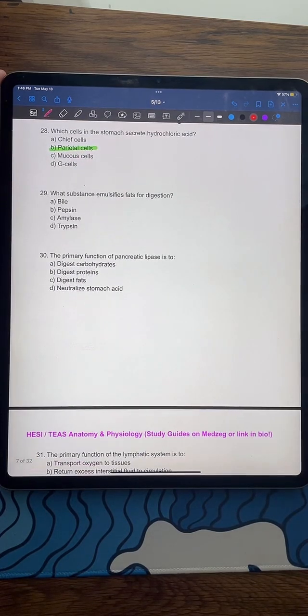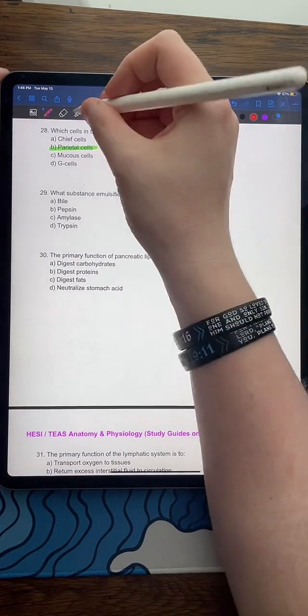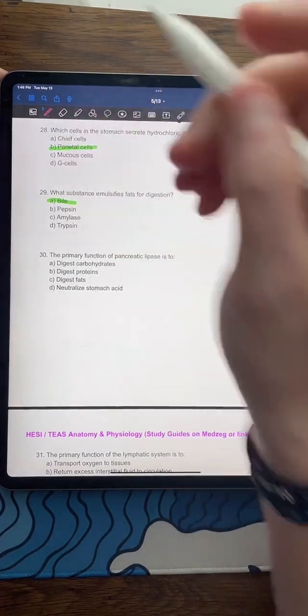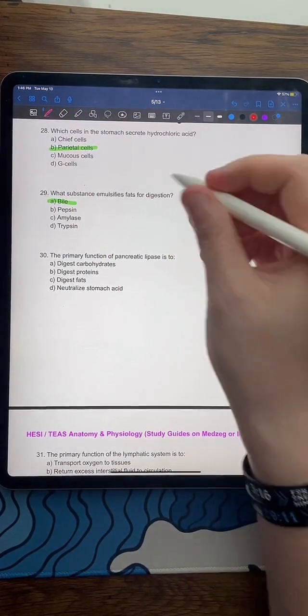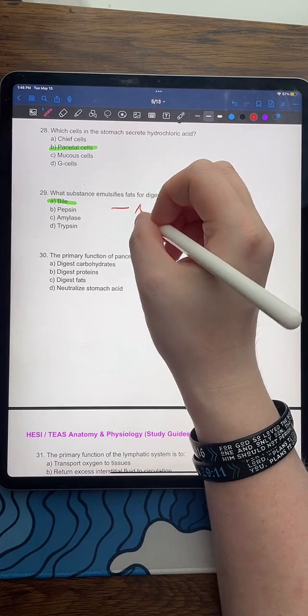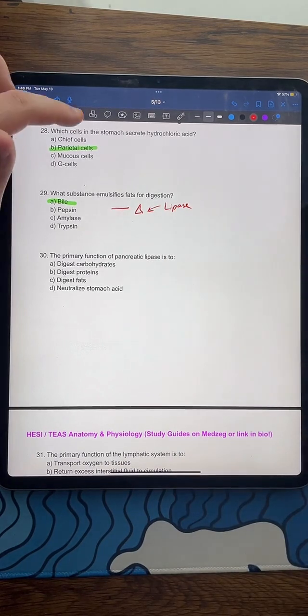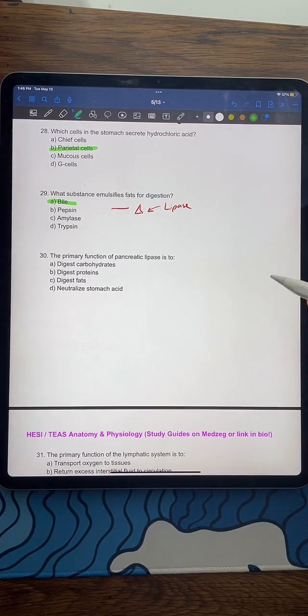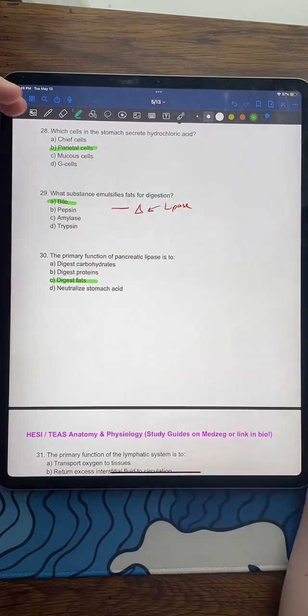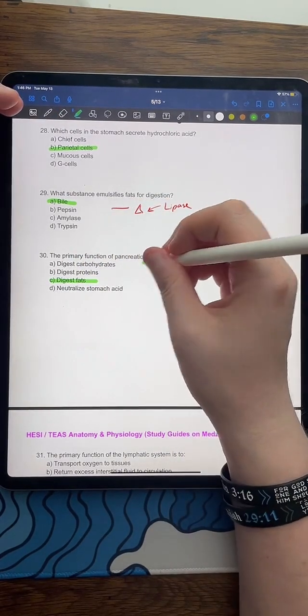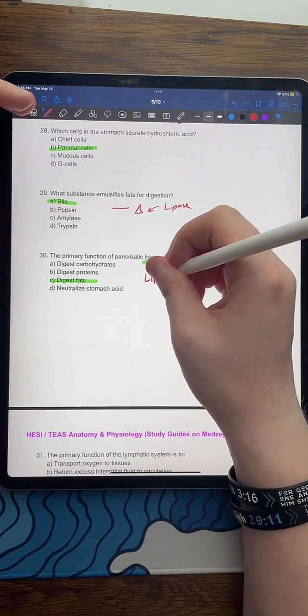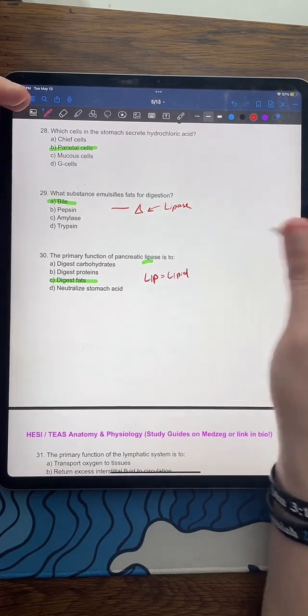Number 29, which substance emulsifies fats for digestion? Fantastic. We talked about that with the liver and gallbladder. Bile is going to emulsify fats into smaller droplets for lipase. So that would answer our next question. The primary function of pancreatic lipase is to digest fats. Again, fats has lipid in it. Lipase has lip. So, lipid.